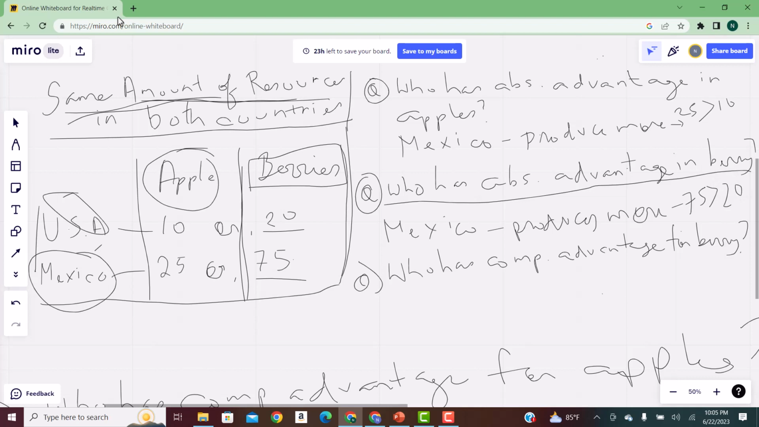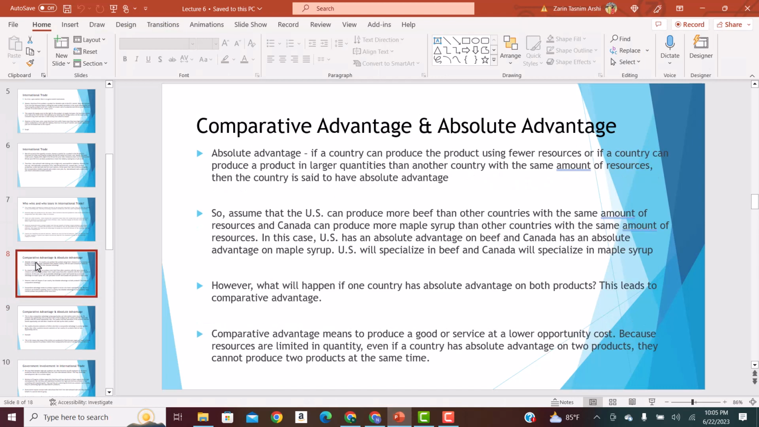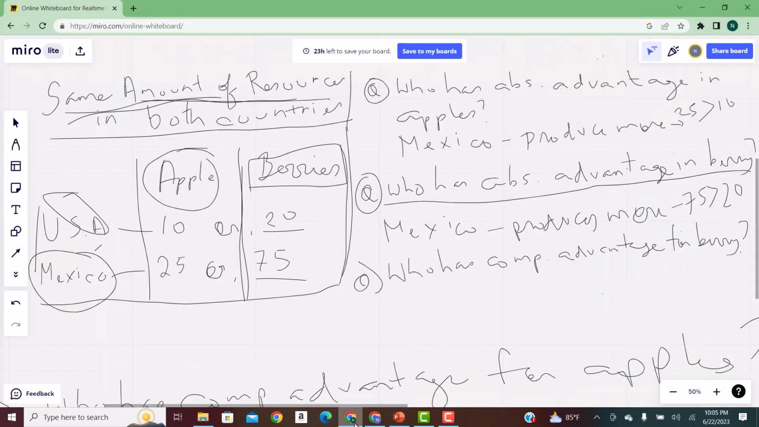Okay, now remember, going back to the slide, at the bottom it says because resources are fixed or limited in quantity, even if a country has absolute advantage on two products, they cannot produce two products at the same time. So that is the problem with absolute advantage. In this case, Mexico has absolute advantage on both apples and berries, right?